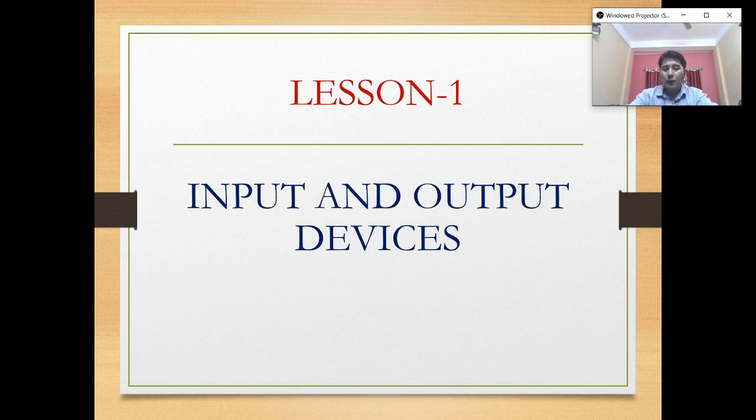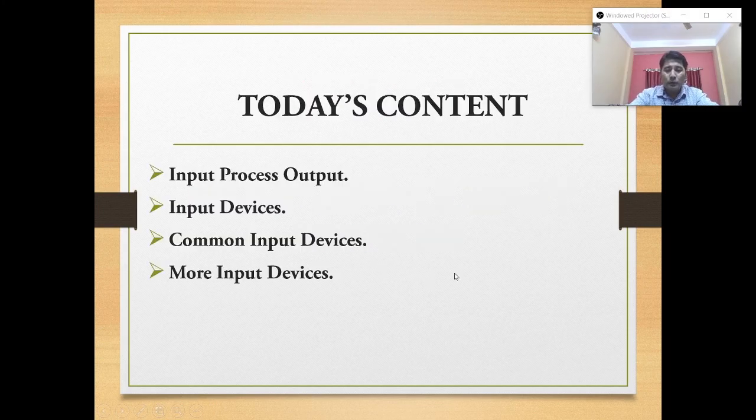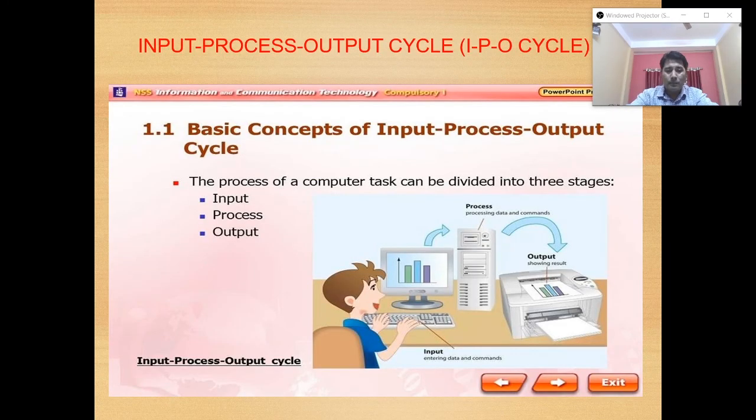So today we'll start with lesson number 1, input and output devices. In this chapter we are going to learn about the input, process, output, input devices, some of the commonly used input devices and more input devices. To begin with, first we need to understand how a computer system works. It can be divided into 3 stages, that is input, process and output.